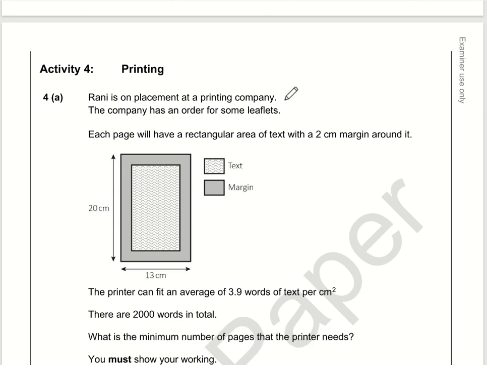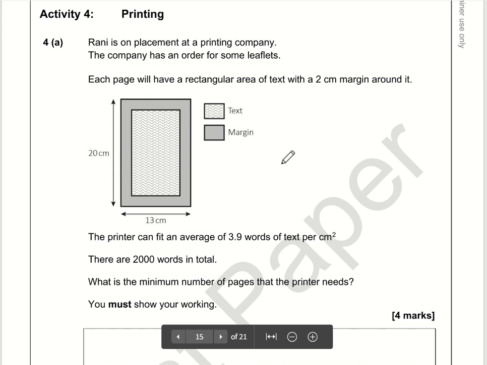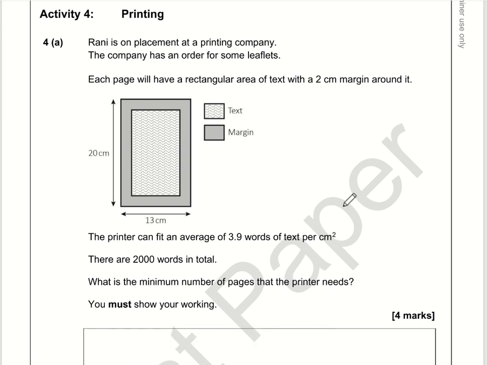Okay, activity 4 and question 4a. So what we need to do here, first of all, is we know that we can get an average of 3.9 words per square centimetre. So what is the area here? Now the key thing is there's a 2 centimetre margin around this piece of paper. So what this means is there's a gap here of 2 centimetres and 2 centimetres, 2 centimetres here and 2 centimetres here. So we need to be careful here because a lot of people will just simply subtract 2 centimetres from 20 and from 13, but we actually need to subtract 2 plus 2. We need to take 4 from 13.